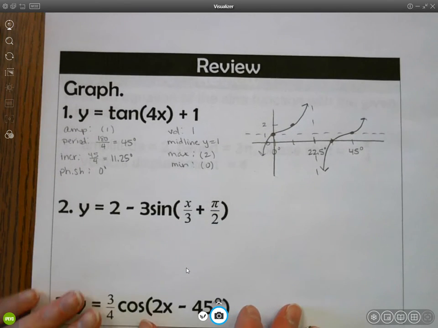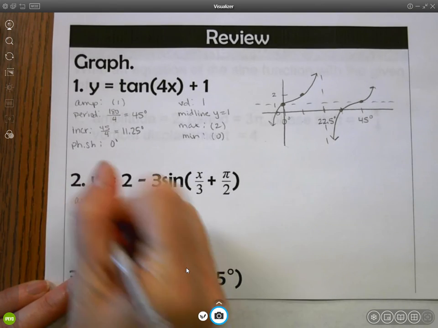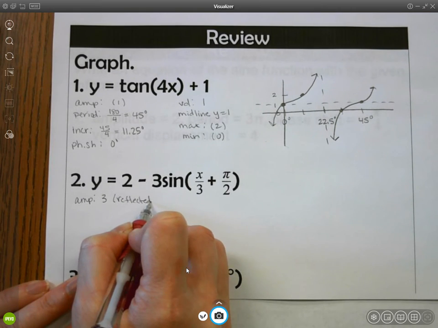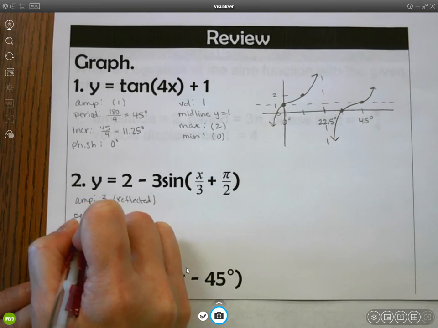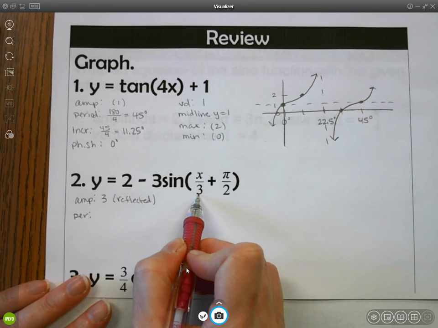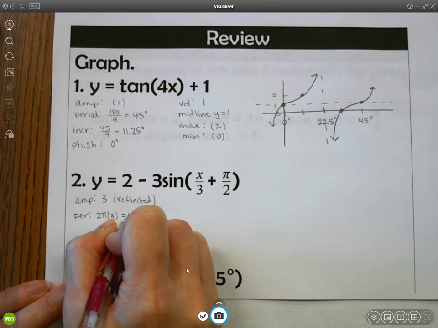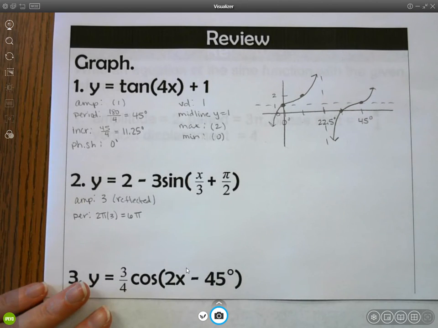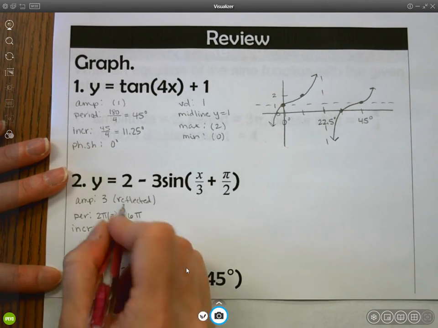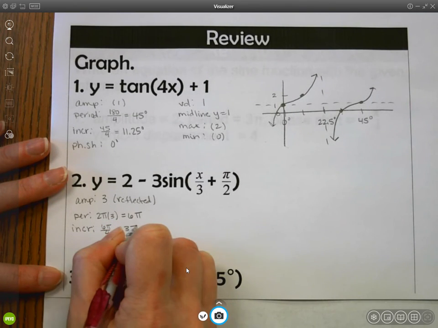All right, so the next one, graphing a sine. All right, so amplitude is 30, and it's negative, so it's reflected. The period is usually, we're in radians, 2 pi. They are dividing by 3, so we're going to times 3. So it'll be 6 pi. The increments, we're going to take that 6 pi and divide it into 4 equal pieces, so we get 3 pi over 2.